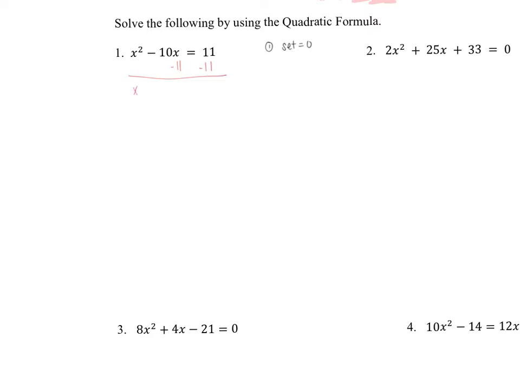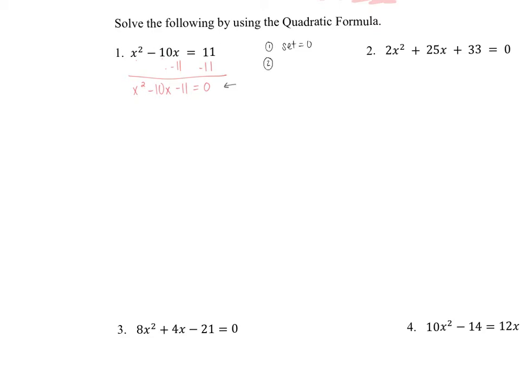So now I have x squared minus 10x minus 11 equals 0. Now this 11 and this 10x and this x squared, none of those are like terms, so I'm just going to write it in a row. So now that we have this set, we are in standard form and we are set equal to 0. So that was step 1.